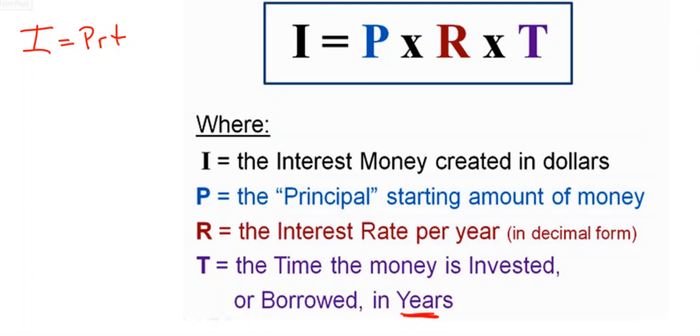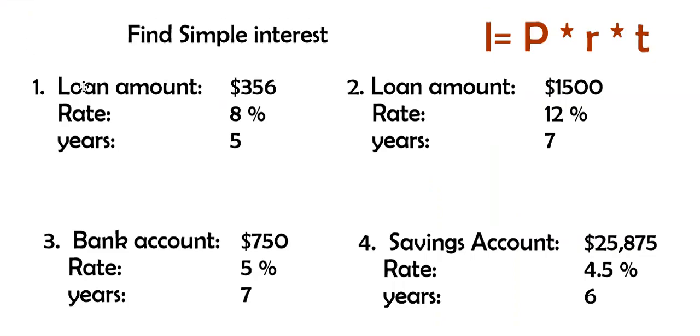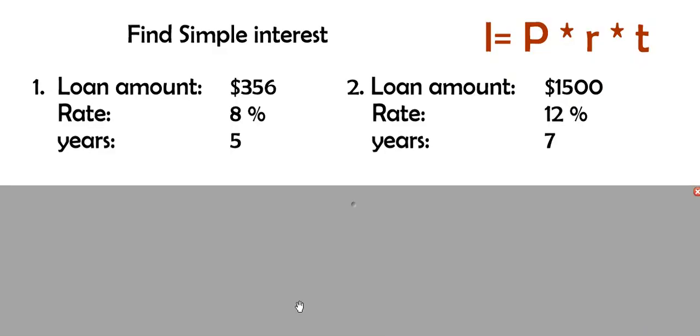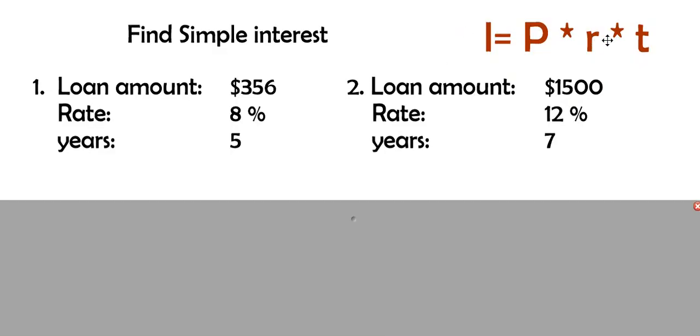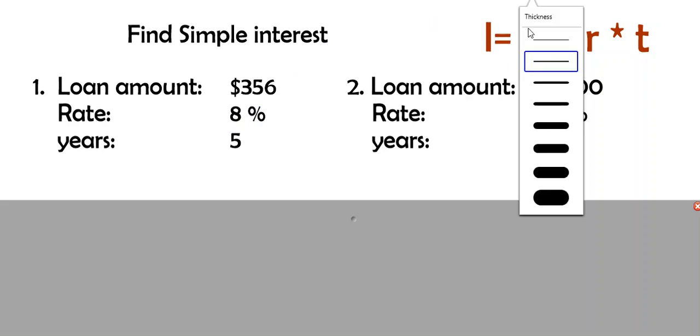So let's just do some examples. Let's just do a couple together. I wrote the formula up at the top because that always helps me. The nice thing about math is if they give you the formula, you can simply fill it in. All right, so my loan amount is $356. The interest rate is 8% and the time is 5 years. So I'm simply going to fill in what they told me.